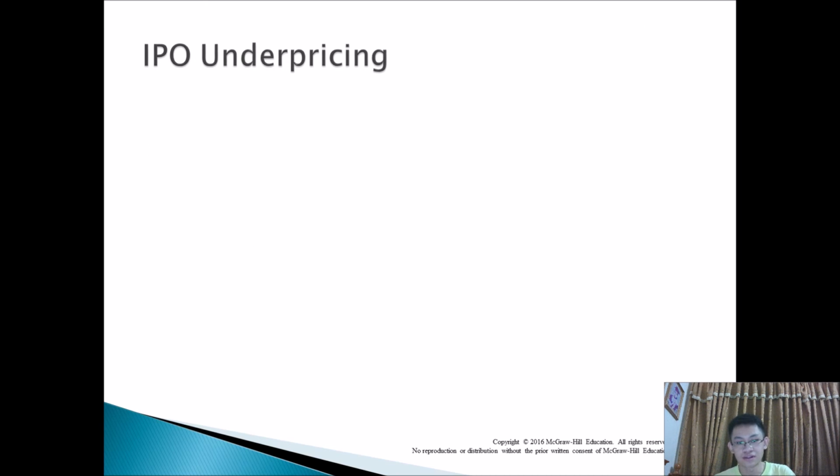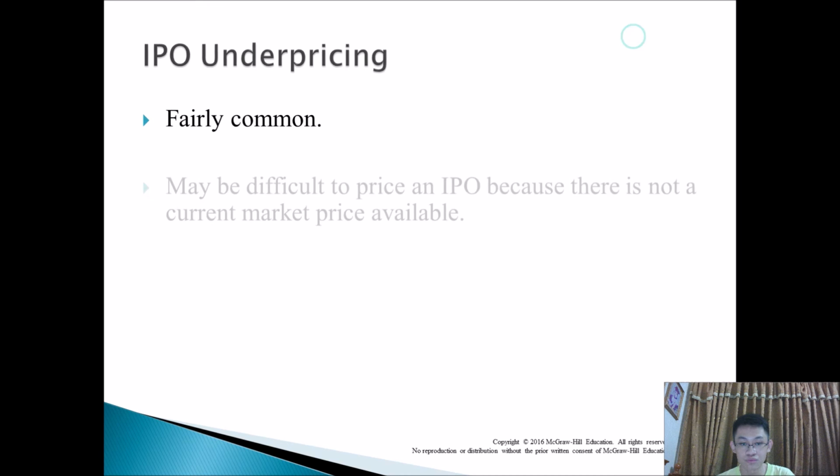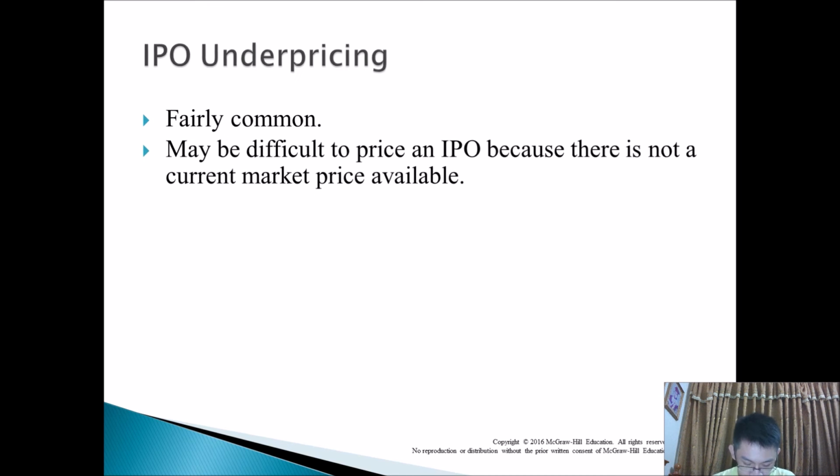Another topic is IPO underpricing. Determining the correct offering price is probably the most difficult task the lead investment bank faces in an initial public offering, because there is no current market price available. The process of determining the best offer price is called book building. This leads to the method of underpricing.